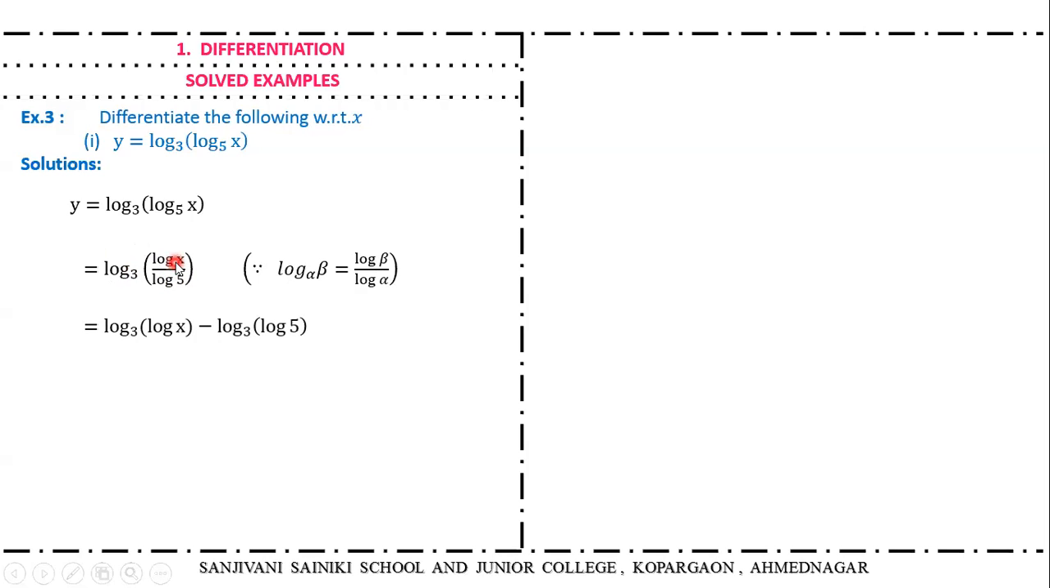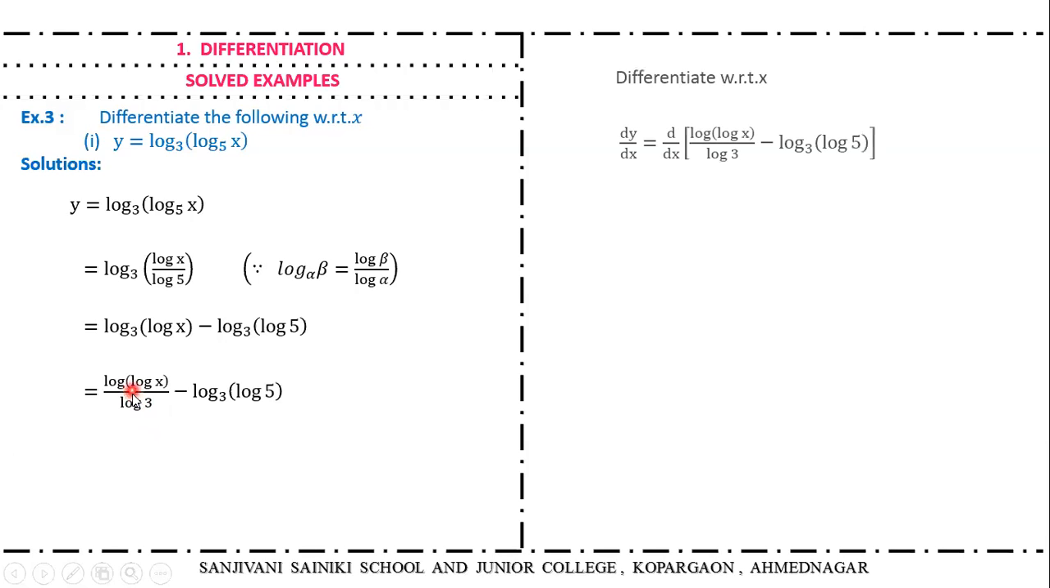Now in this case, log of a by b is log of a minus log of b. You can use that formula and separate this logarithm. So you get log of log x to the base 3 minus log of log 5 to the base 3. Now again we will change base here. Log of beta to the base 3 can be written as log of beta to the base e upon log of 3 to the base e.